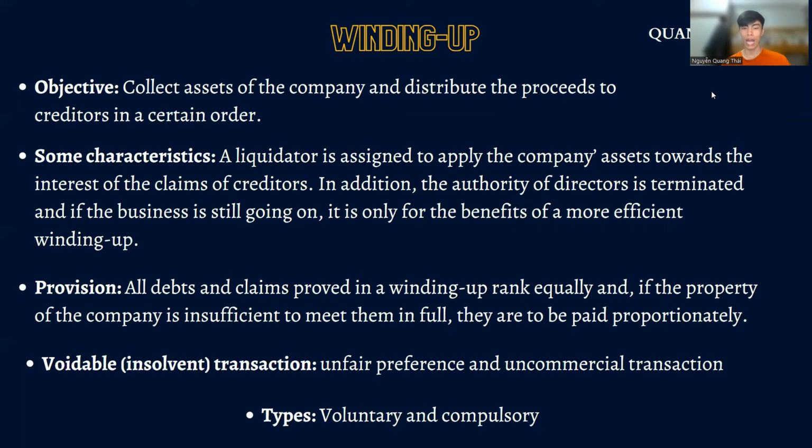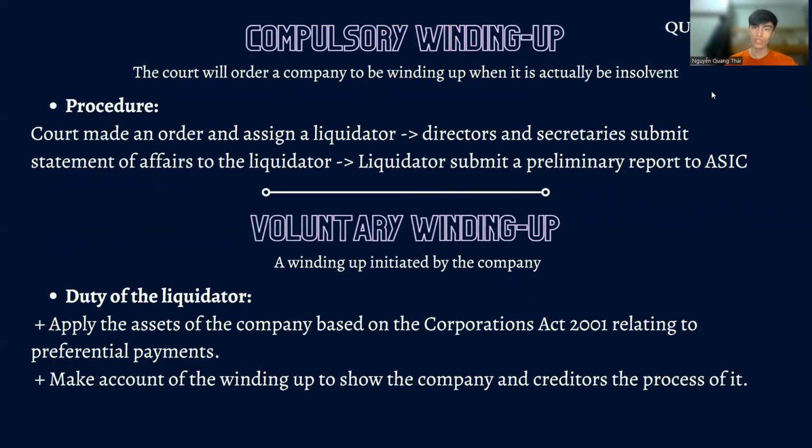And there are two types of winding up. Number one is voluntary, and number two is compulsory by the courts. About compulsory winding up, it happens when the court orders a company to be wound up when it is actually insolvent. Insolvent means that the company does not have enough cash to pay its debts and cannot find any other way than selling assets to pay the debts that are due.